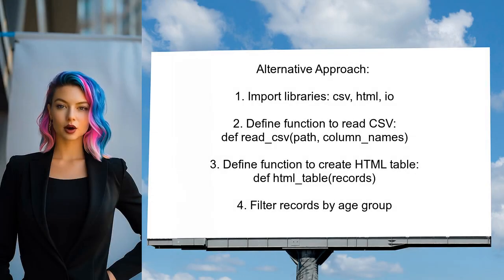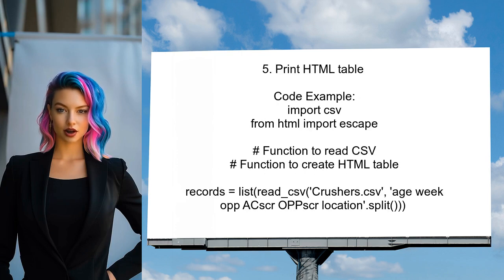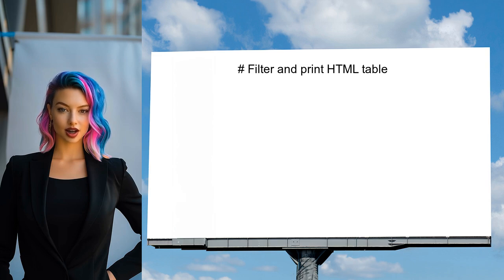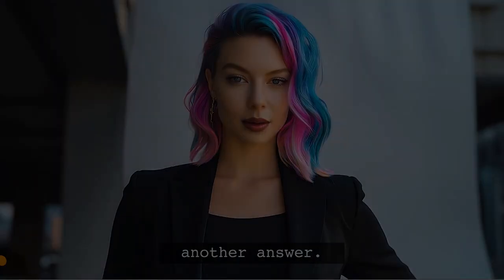Let's explore another one. An alternative approach to converting CSV to an HTML table involves using two functions. First, import the necessary libraries: csv for reading the file, html for escaping characters, and io for handling input and output. The first function reads the CSV file and yields records as dictionaries. The second function creates an HTML table from those records. It detects column names dynamically and constructs the table row by row. Finally, filter the records based on the desired age group and print the resulting HTML table.